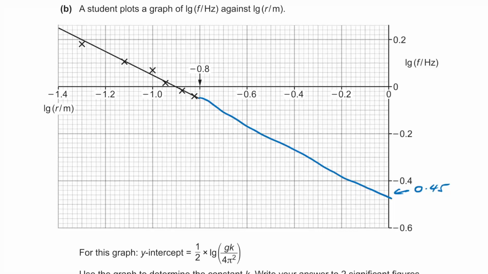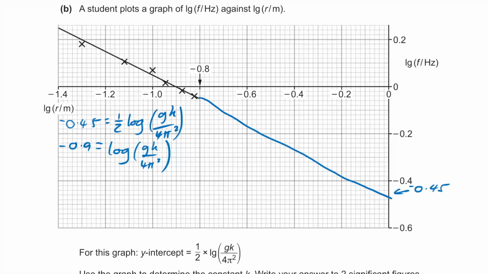So we know that that is equal to this half times the log of gk over 4 pi squared. What's interesting is that OCR like LG, AQA like LOG, but they are interchangeable. But of course, this is a minus, so we do need to be careful here, because when you're dealing with logs, pluses and minuses make a world of difference. So therefore, doubling both sides, we end up with minus 0.9 is equal to the log of gk over 4 pi squared.